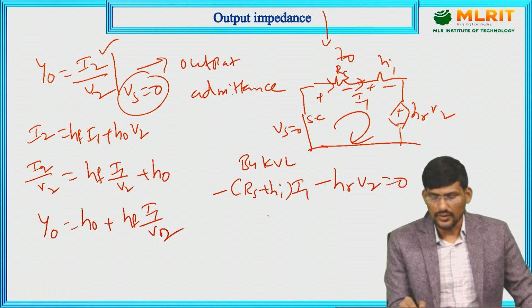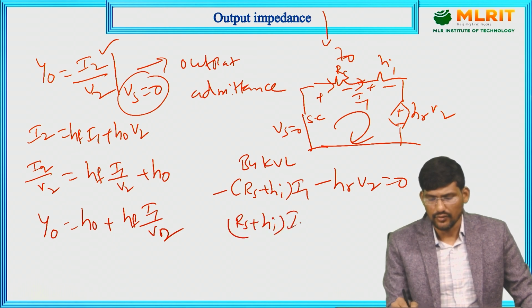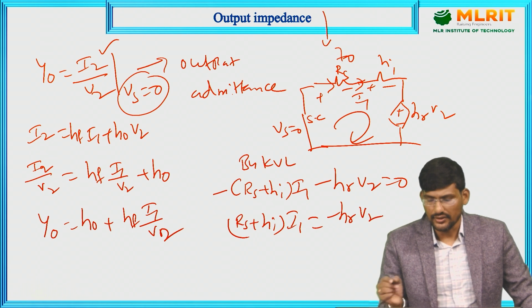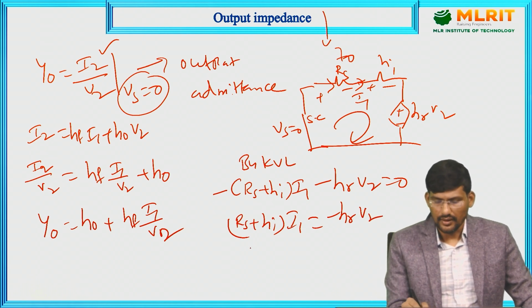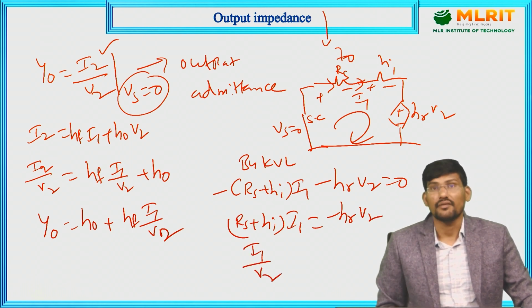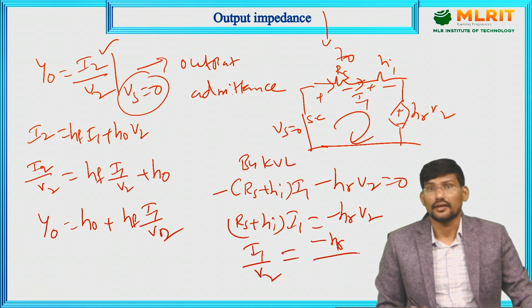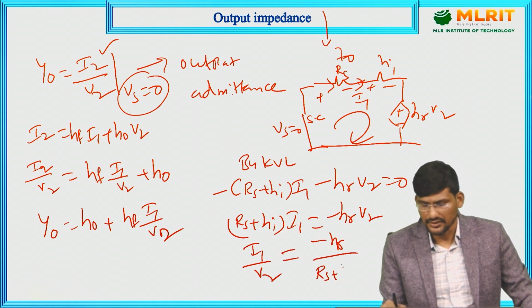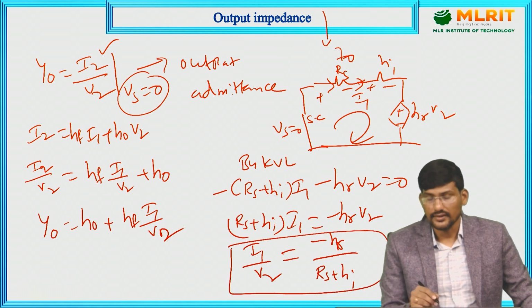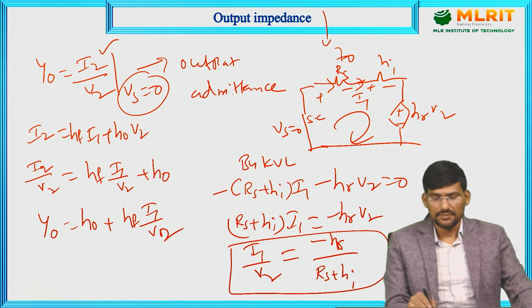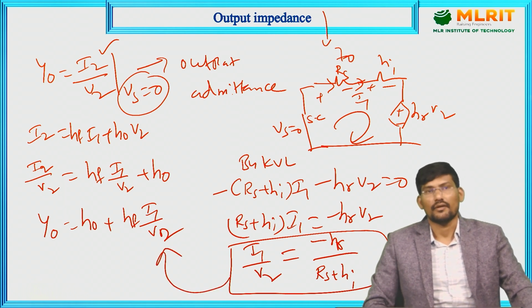Now from this equation we can write: Rs plus Hi into I1 is equal to, taking this to the right side, minus HR into V2. Now I1 by V2 is equal to minus HR divided by Rs plus Hi. Now we got the expression for I1 by V2, which is minus HR divided by Rs plus Hi. This particular equation we will substitute in Y0, where Y0 is equal to H0 plus HF into I1 by V2.